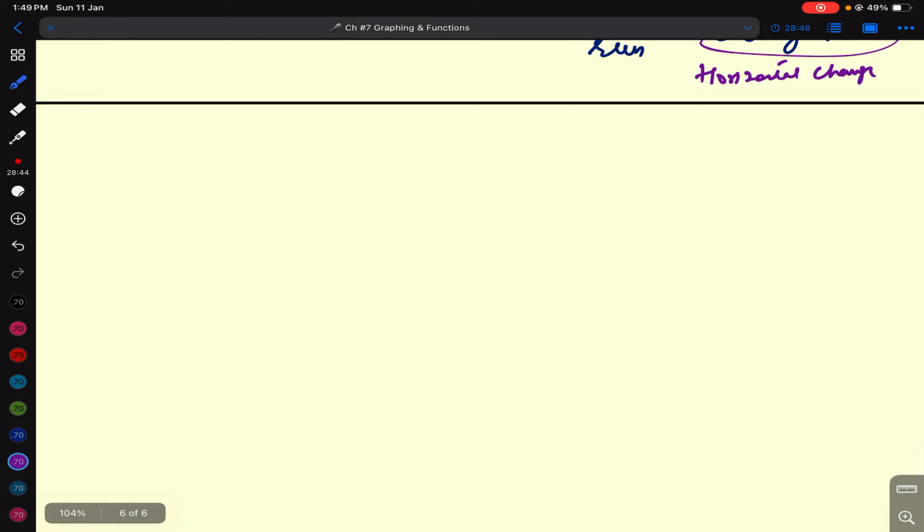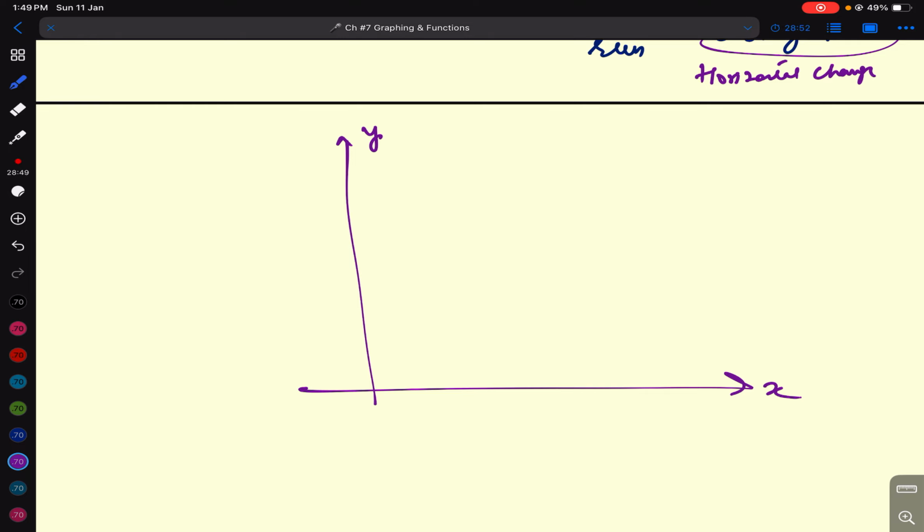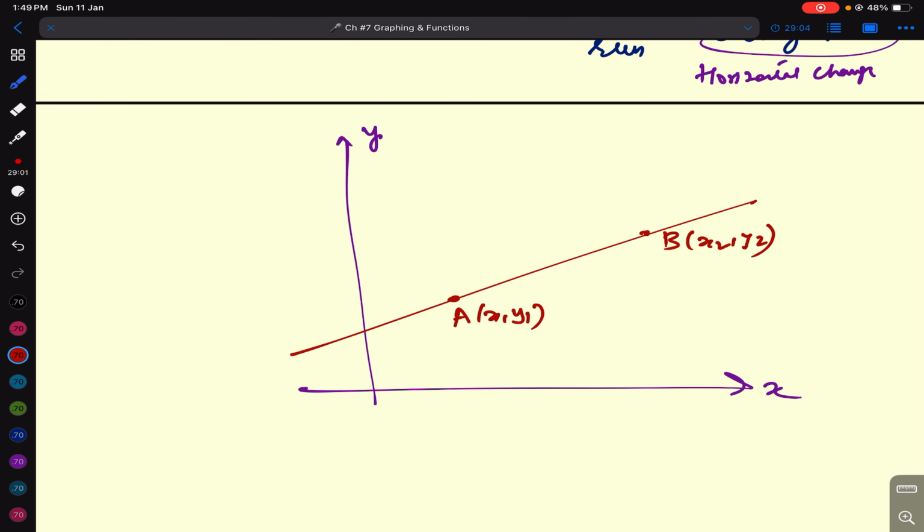If I have to explain that graphically, let's say this is your x-axis, this is your y-axis, and then there's this random straight line wherein we have 2 points, which are (x1, y1) and (x2, y2). Let me draw it more properly.